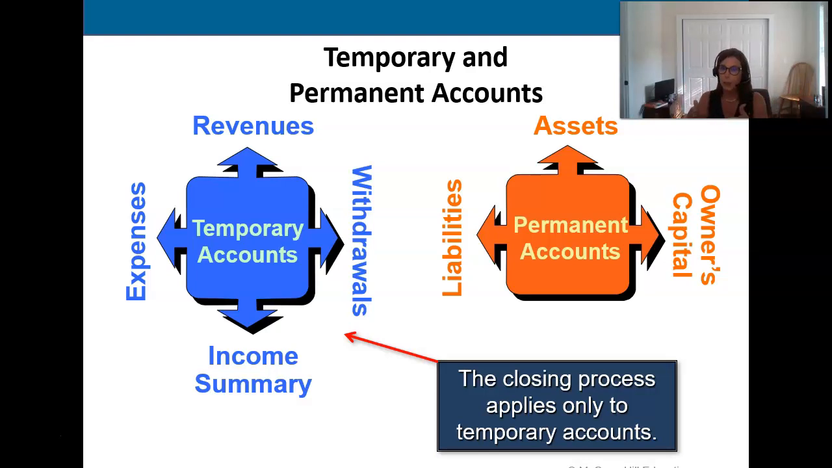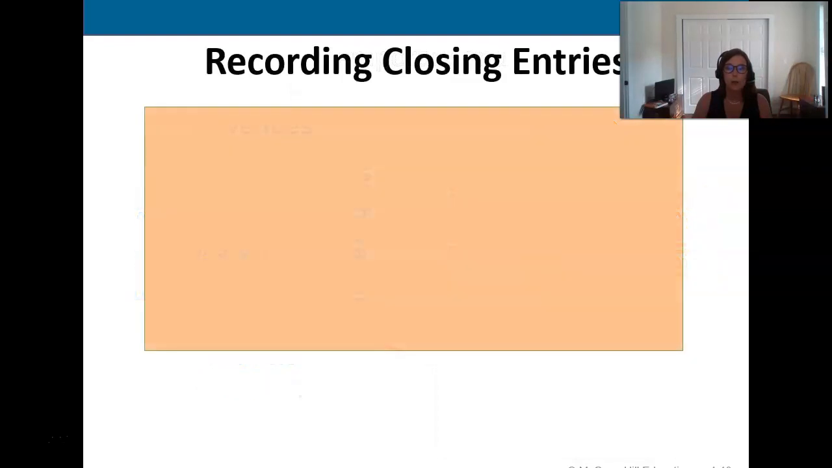Then we get to January. Well, January, we don't just add to the prior year's figure, we start over with 0. And that's what we're doing with the revenues, with the expenses, and the owner's draws. And in order to do that, we use a brand new account you haven't seen yet called the income summary account. The assets, liabilities, and owner's capital, those are permanent accounts, and we are not going to zero those out.